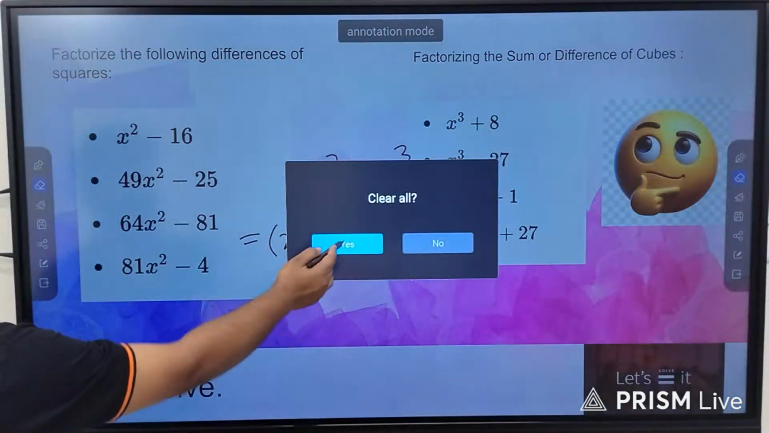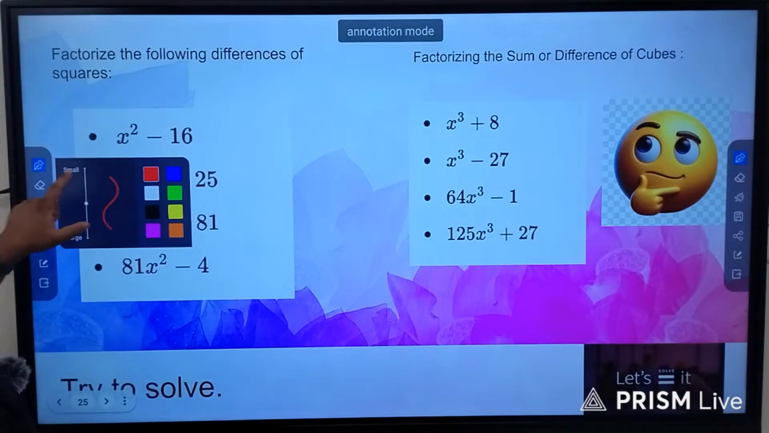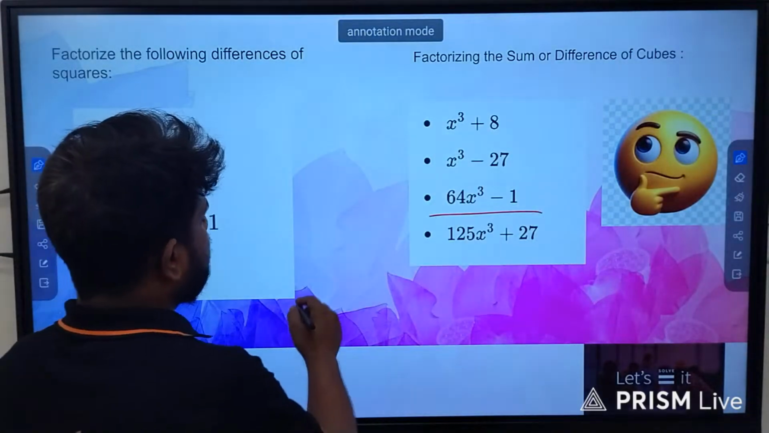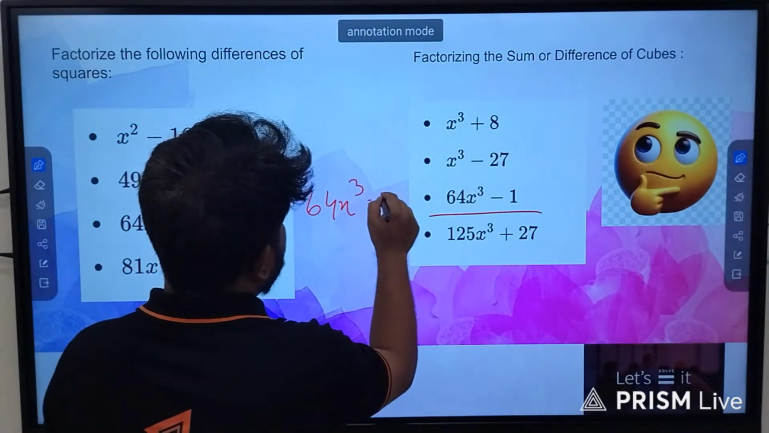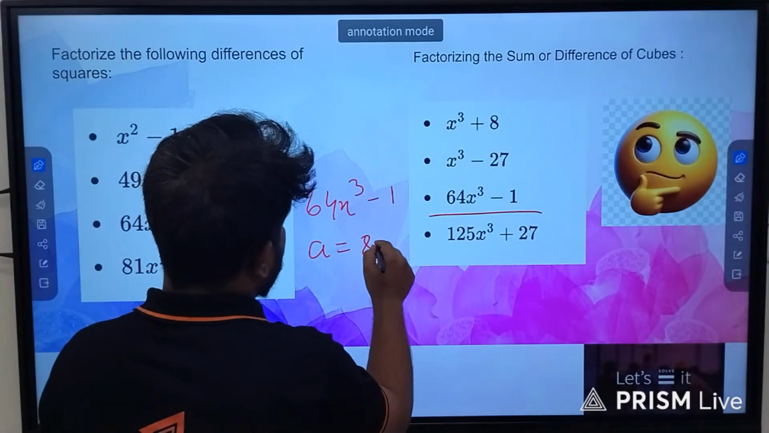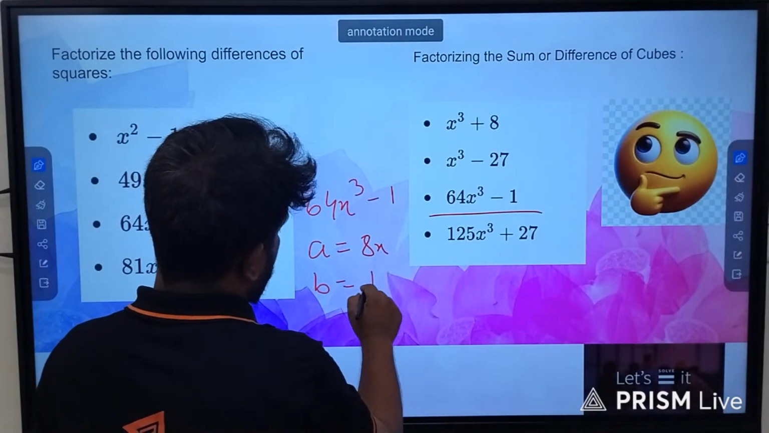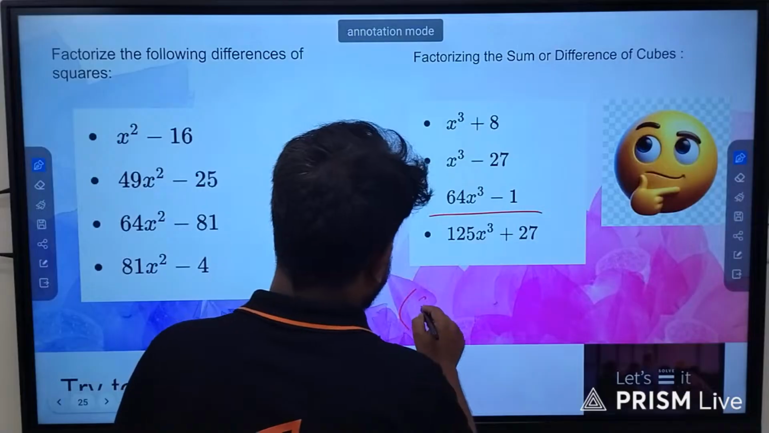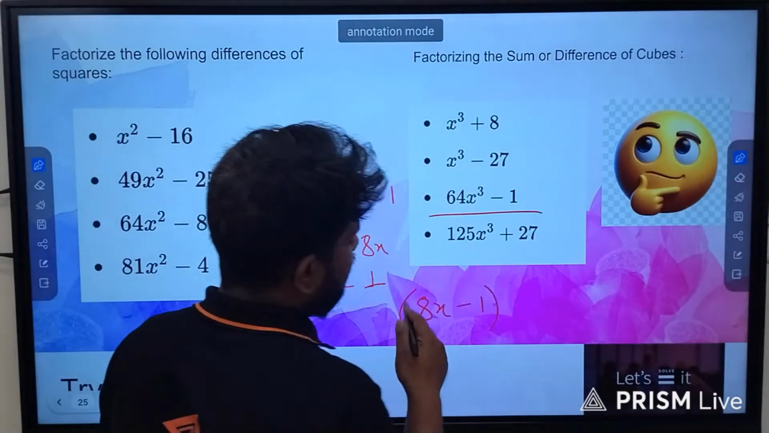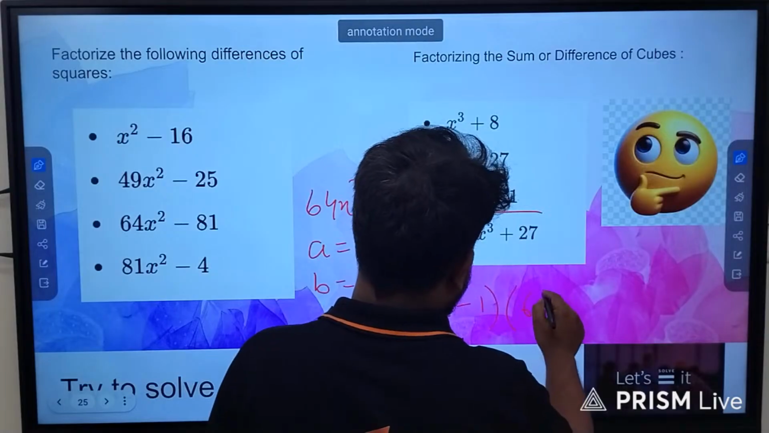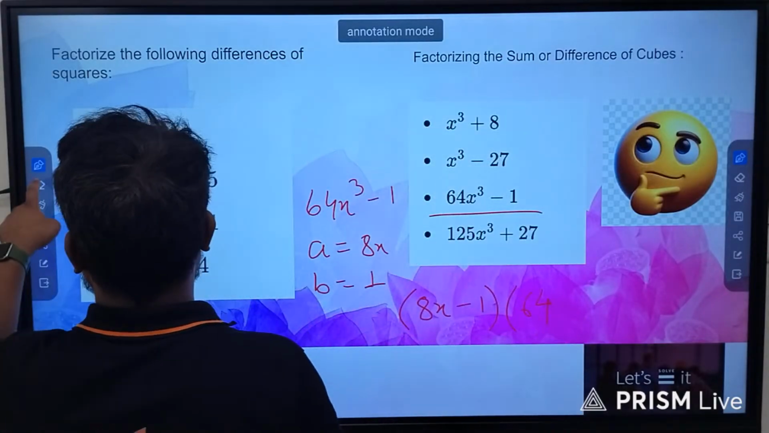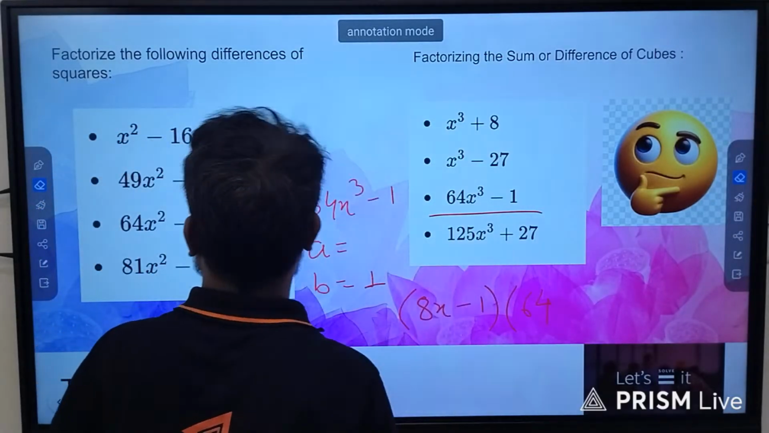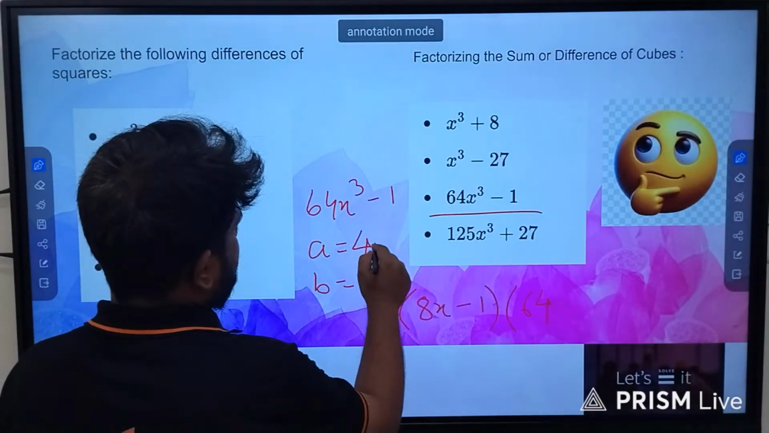And the next one, like I am doing again for a minus 1, that is this one, 64x cube minus 1. So for 64x cube minus 1, take a as 8x and b as 1. Okay, if I solve this, it will look like 8x minus 1, that means a minus b, into a square means, oh sorry, it will be 4x.